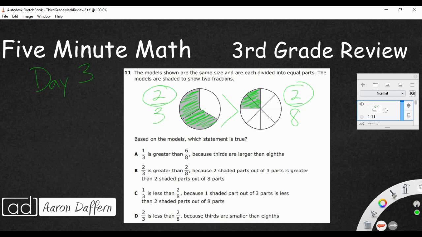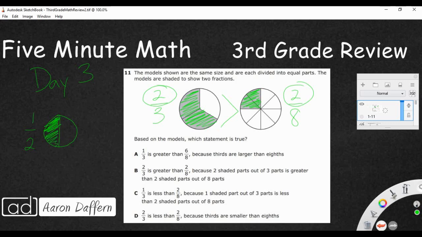If there were no picture here, we could compare these, because the larger the denominator, the smaller each portion is. And that's the tricky thing with fractions. If I wanted to draw, let's say, 1/2, that's pretty easy. I'm going to draw a circle, cut it into 2 parts, and boom, there's my 1/2.